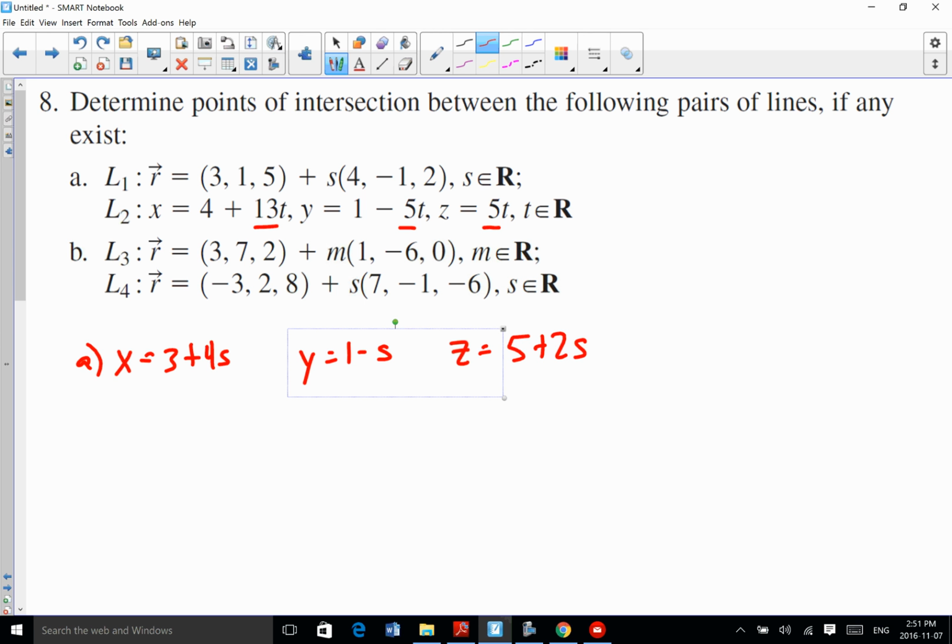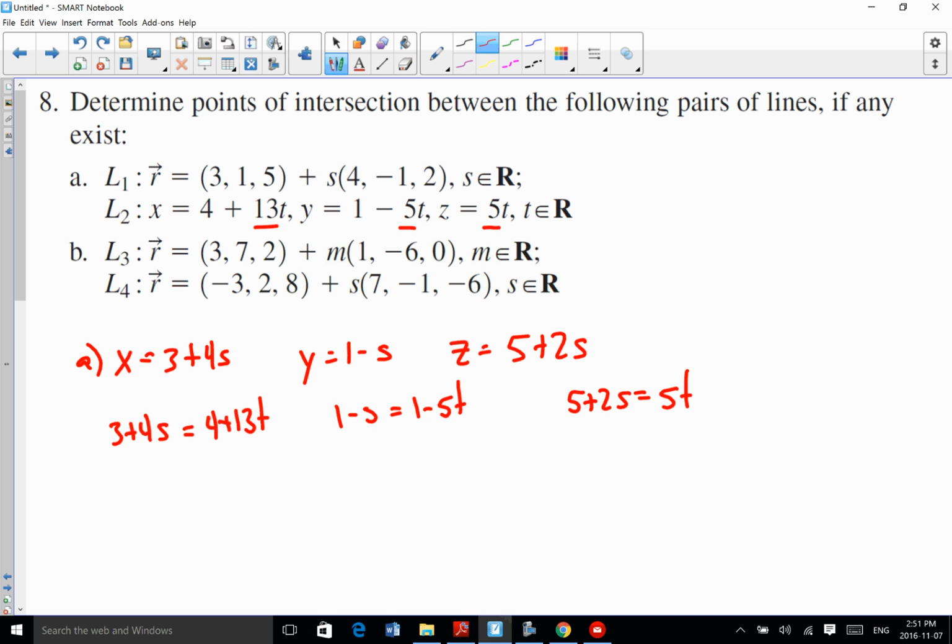Well, at the point where they meet, they have to have the same x values. In other words, the parametric equations should be equal at some point. So I'm going to take my two parametric equations for x, which is 3 plus 4s for line 1, and make it equal to 4 plus 13t for line 2. Same thing for my y's: 1 minus s should equal 1 minus 5t. And same thing for the z's: 5 plus 2s should equal 5t.